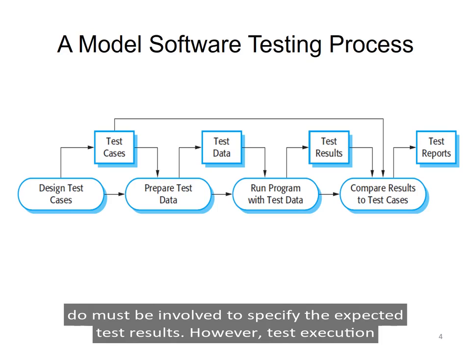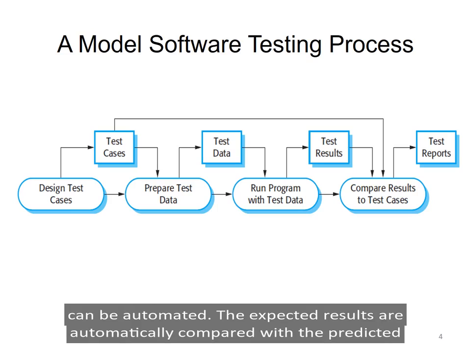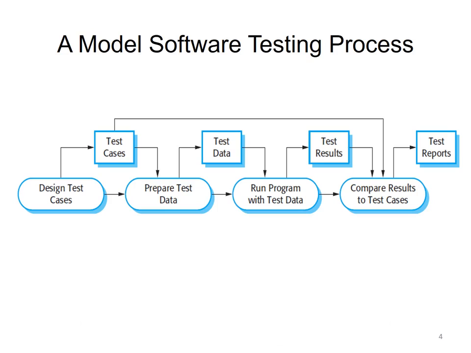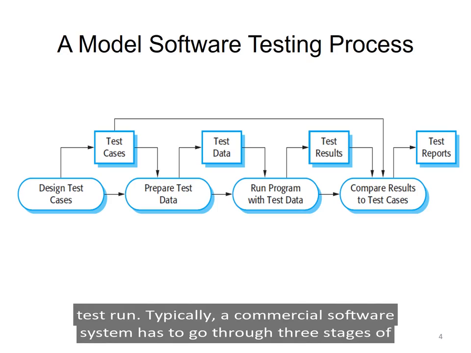However, test execution can be automated. The expected results are automatically compared with the predicted results, so there is no need for a person to look for errors and anomalies in the test run. Typically, a commercial software system has to go through three stages of testing.